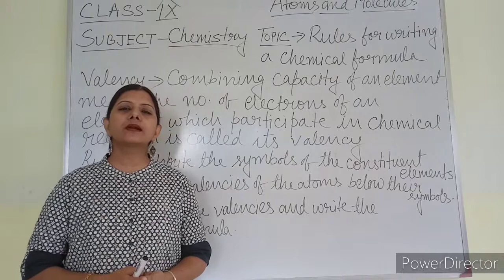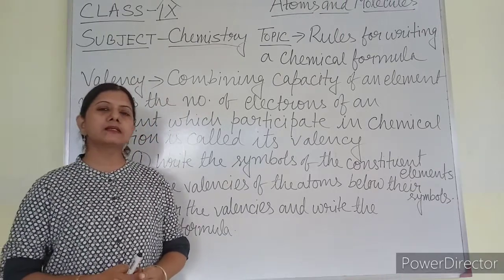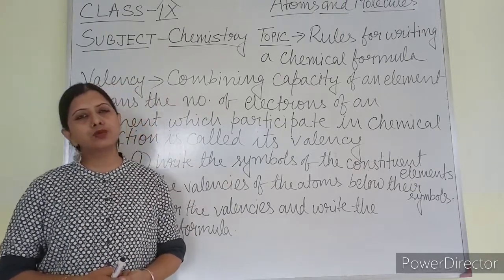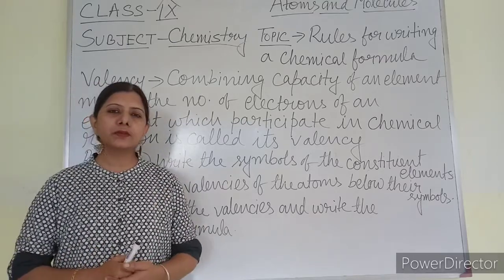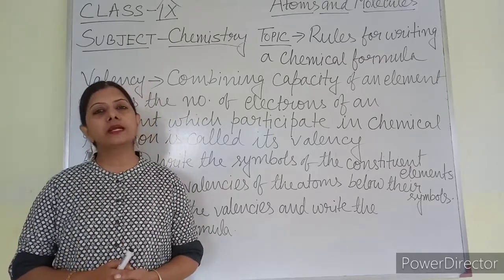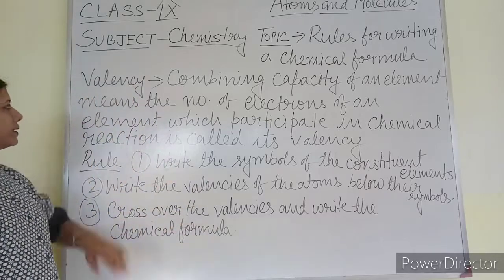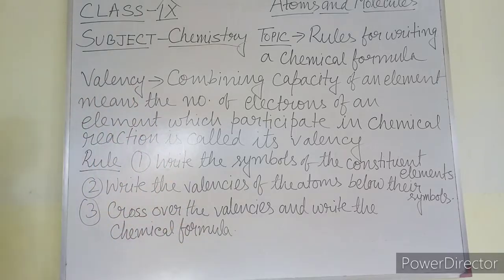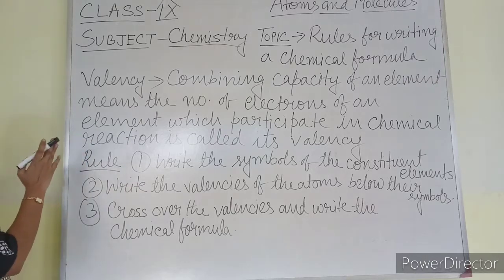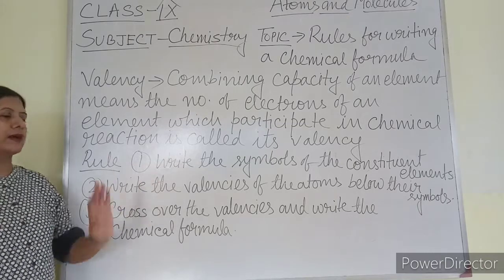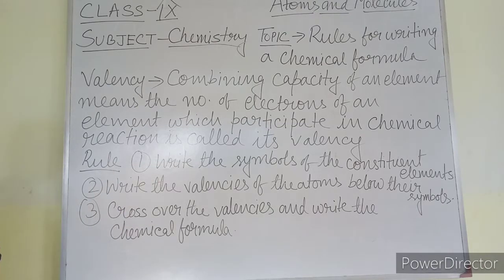Okay. So before writing the chemical formula, there is a term valency that you have to know. Already you have learned it in the previous class, but I want to make you recall again. So what is valency? I have written here. Valency is the combining capacity of an element. That means the number of electrons of an element which participate in the chemical reaction. That is called valency. Once again I am saying, the combining capacity of an element means the number of electrons of an element which participate in chemical reaction.